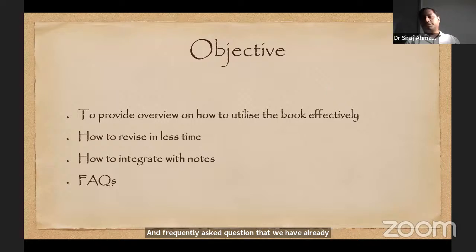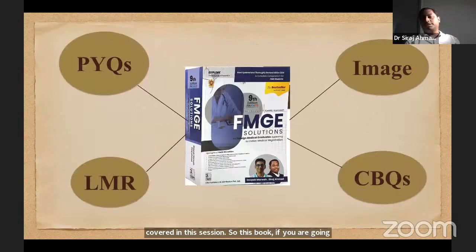So this book, if you are going to see, it is having 4 important sections. One of the sections is called previous year questions. Previous year questions is the biggest section of the book, where you are having more or less around 10 to 12 years of questions that are already summarized for all of you guys.